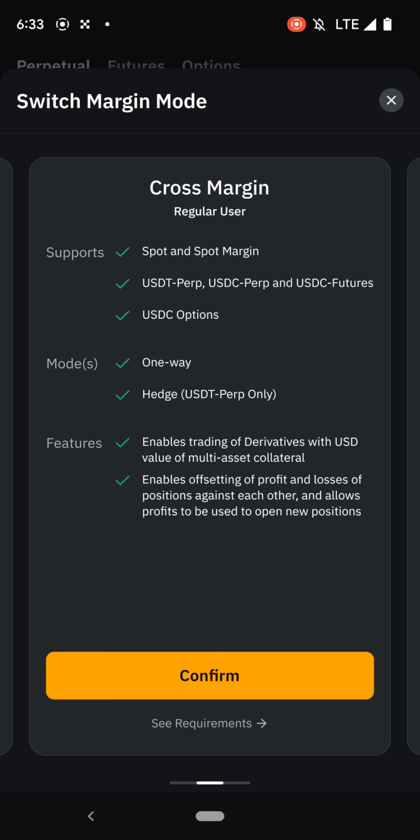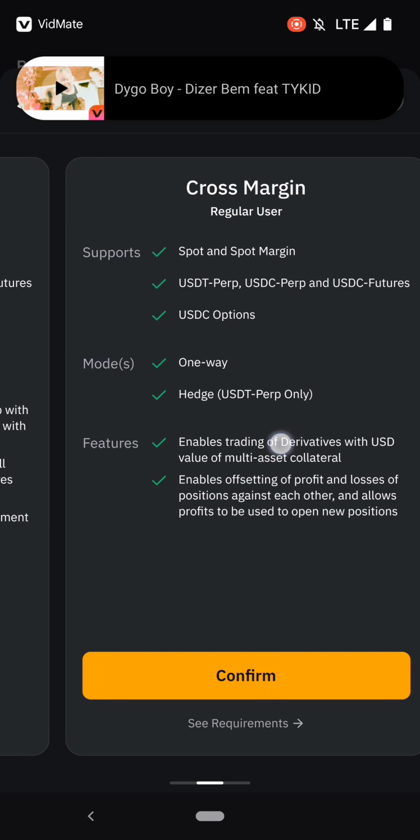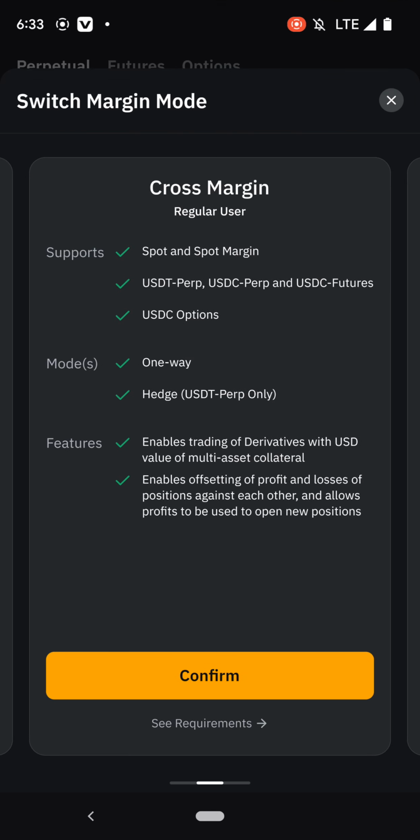But when liquidation comes, they are going to liquidate you from the original margin that you are using to trade, and also from the balance that you kept, that you are not using to trade. Now it is risky and it is also profitable, because once you are making profit on cross, you can use that profit to enter another trade.